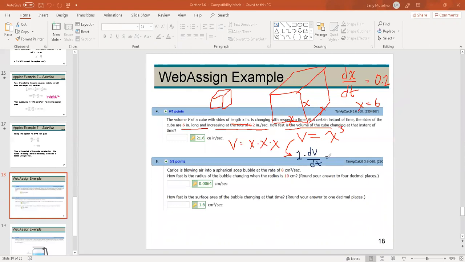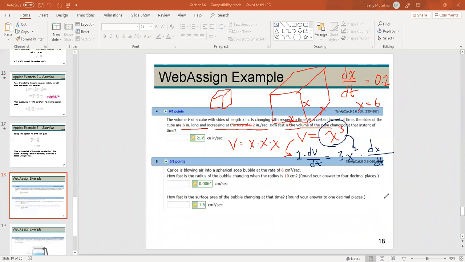All right, let me take the derivative of the right-hand side. Now, when we take the derivative of the right-hand side, remember, we're not taking the derivative with respect to x. If we were taking the derivative with respect to x, then the answer would just be 3x squared. But we're not taking the derivative with respect to x, we're taking it with respect to t. So when I take the derivative of x to the 3rd, that's going to be 3x squared. But I have to include a dx dt, again, due to the chain rule. All right, well, this is the formula that we need.